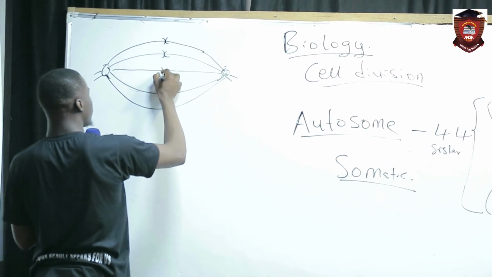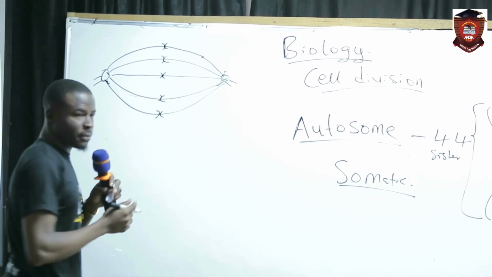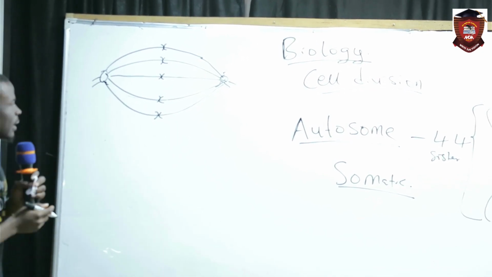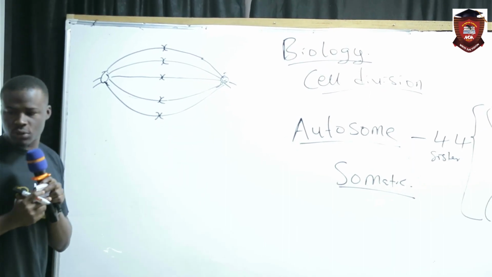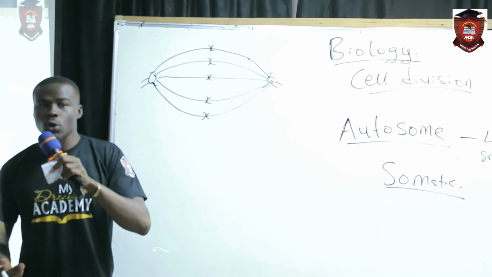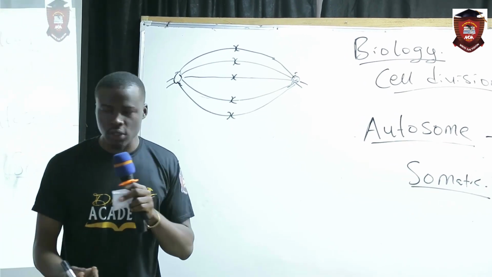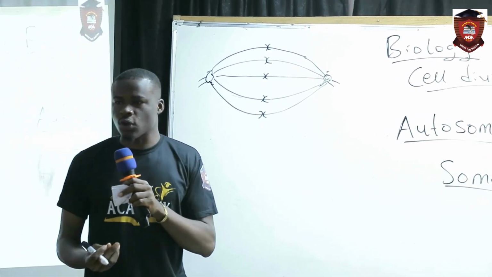Have you seen something like this before? Yes. Now, this is the spindle. Do you understand? It is also called microtubule. And it's called what? Spindle.